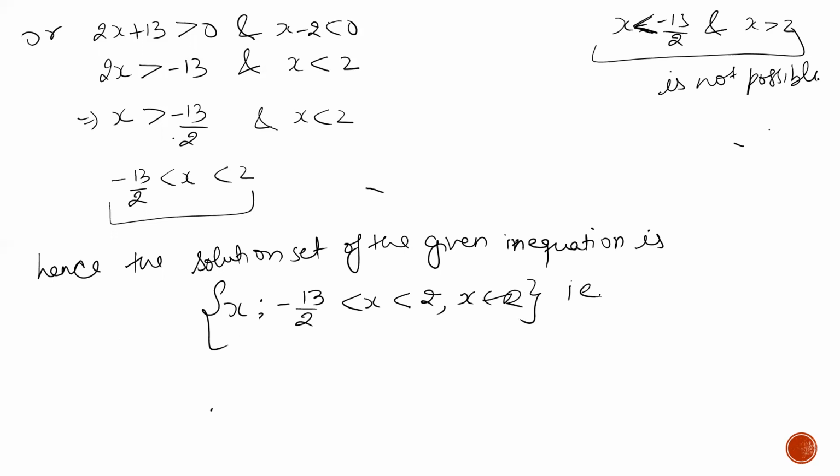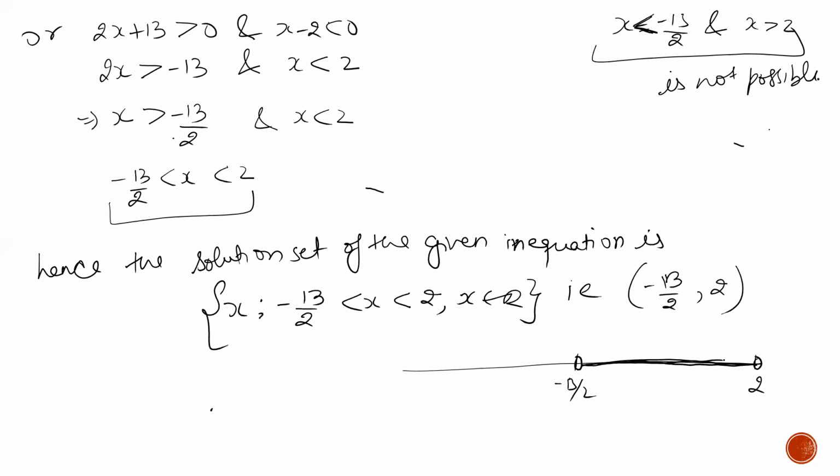Or you can also write (-13/2, 2) within open brackets. If you want to represent it graphically on the number line, this is your -13/2. This is your 2. Both are open circles, hollow circles, I would say, and this is the answer. I hope the problems are clear to you all.